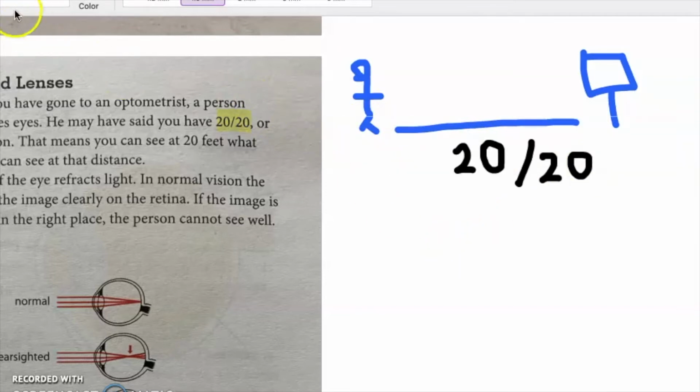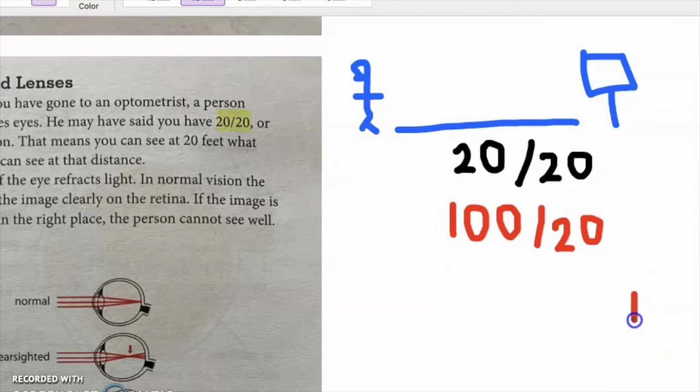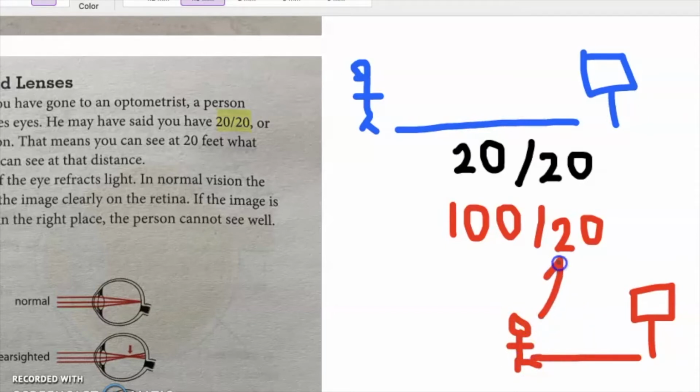Then what if it's 100 and 20? That means there is a sign. It's not moving, and normal people would see it from 20 feet away. That's this number. However, for you, it's different because you can see the same sign only 100 meters away.